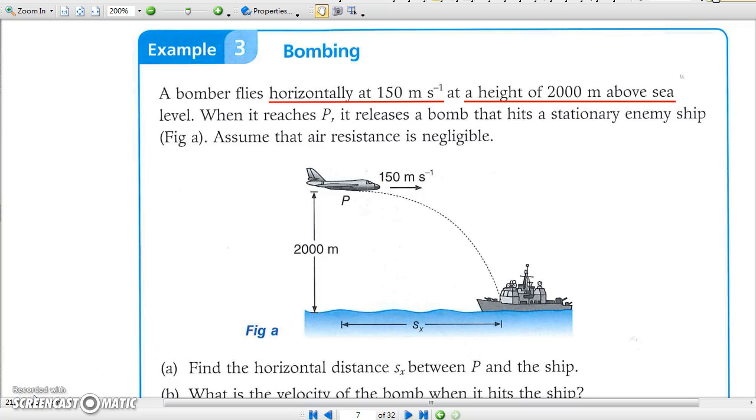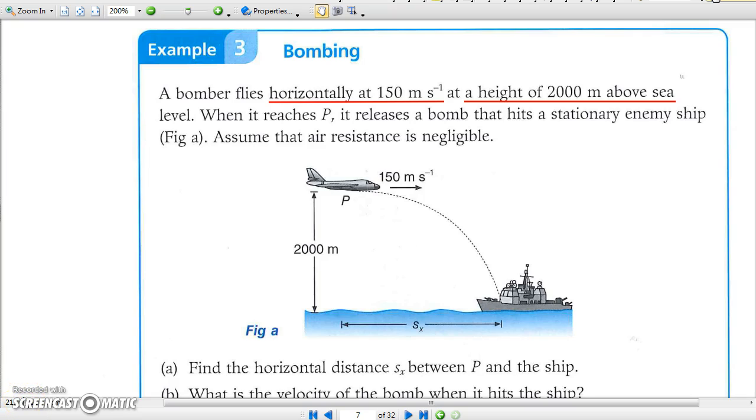And now the next similar question. Example 3. Bombing. The bomber flies with a horizontal velocity of 150 meters per second to release a bomb. Due to inertia, the bomb will have an initial horizontal speed of 150 meters per second. The bomber is at a height of 2,000 meters above the sea and it targets an enemy ship on the sea. So how far will the bomb go before it hits the enemy ship?